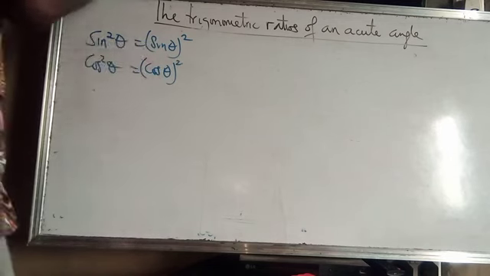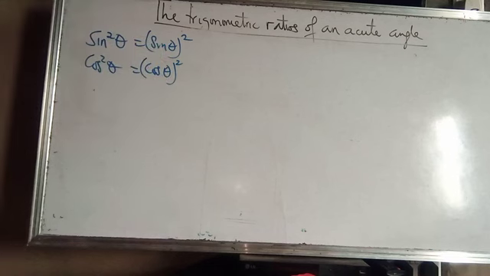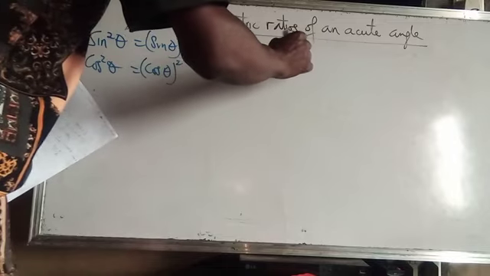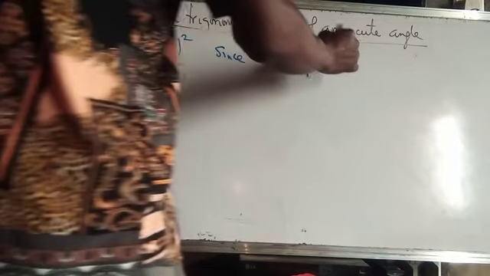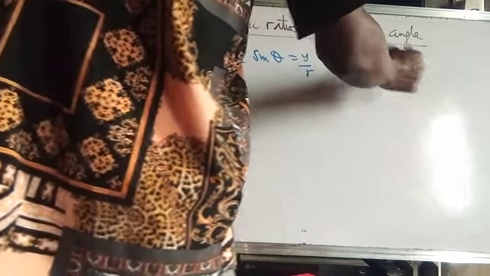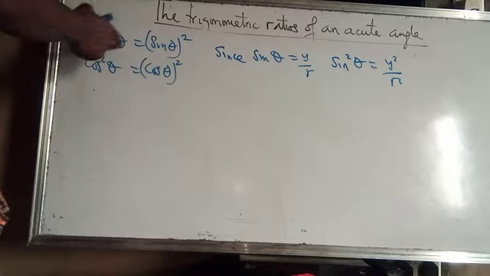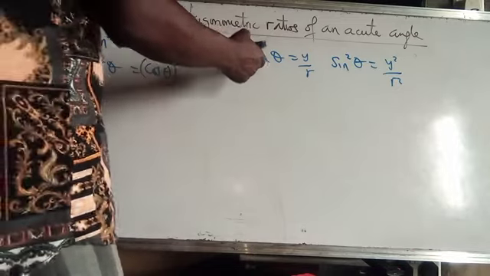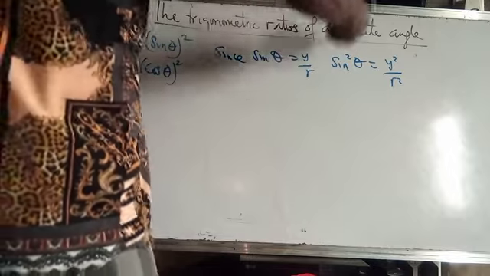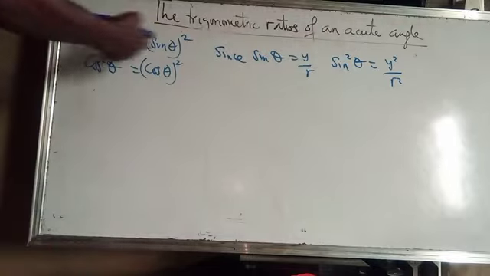Now, how do we go about this? There's also a relation between the two of them. Let's check. Our sine theta was y over r. So since sine theta equals y over r, sine square theta will be y square over r square. Because sine square theta is sine theta squared, and sine theta is y over r, sine square theta means sine theta times sine theta.